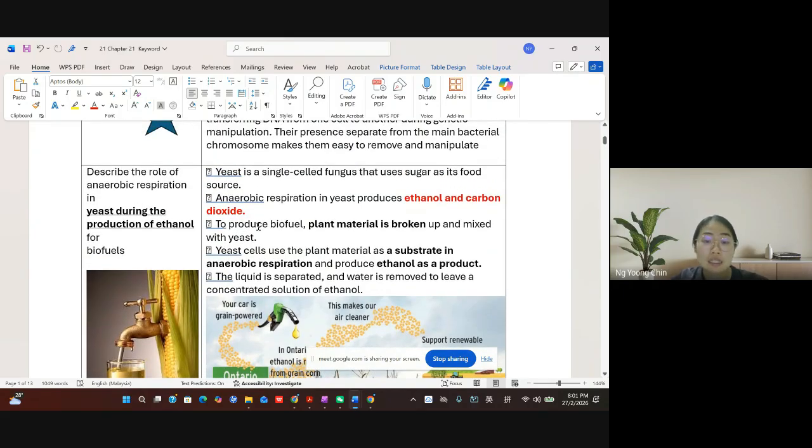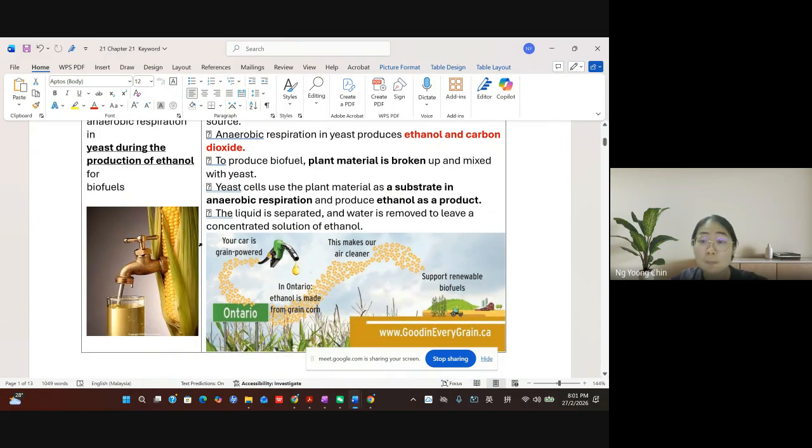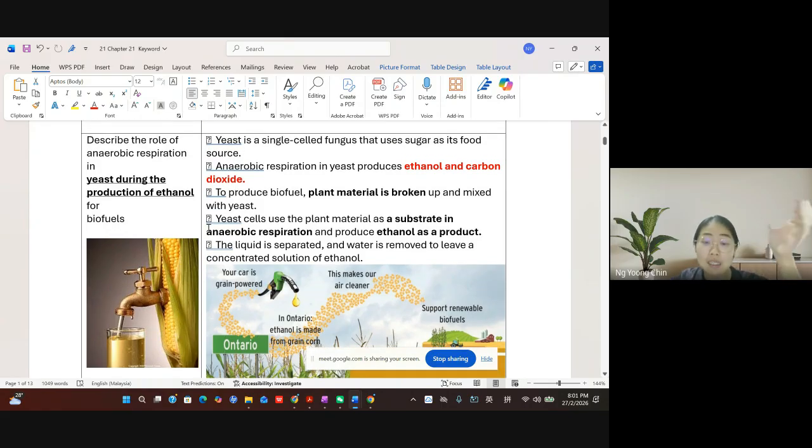For example, you can have a look at this. They grind the plant material like corn into small pieces and add the enzyme. The enzyme breaks down the carbohydrates into glucose, and then they allow anaerobic respiration to occur. So they will produce ethanol as a product.